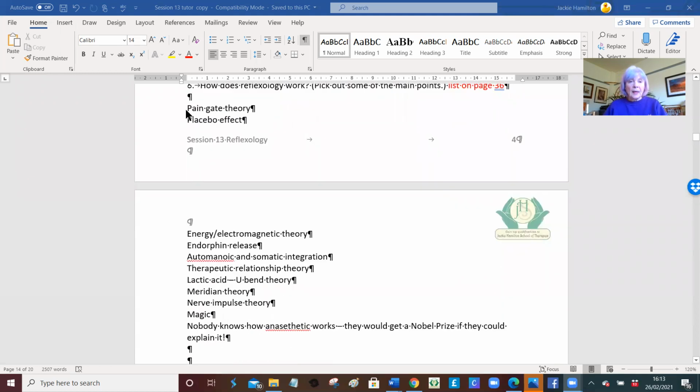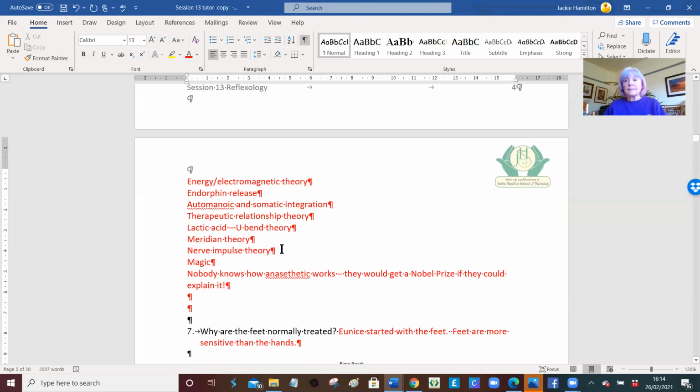How does reflexology work? Well, there are so many theories, and you wrote about those when you did your session 1. You did a lot of research, didn't you, into pain gate theory, endorphin release, the autonomic and somatic integration, and lactic acid. But really, in my opinion, and the meridian as well, we're actually working on the meridians, because the meridians end at the hands and feet. I think it's like magic, really, the way it works. I don't think there is a definitive way of explaining how it works.